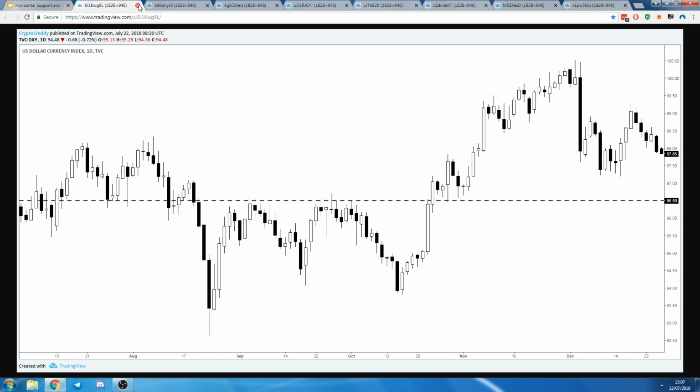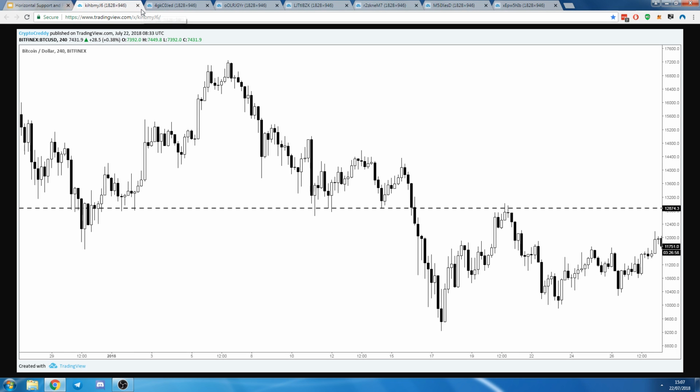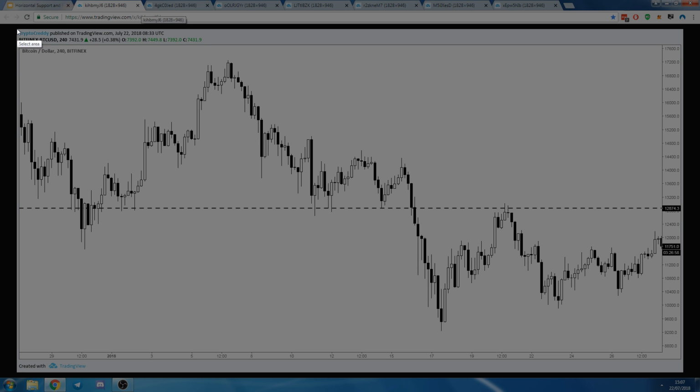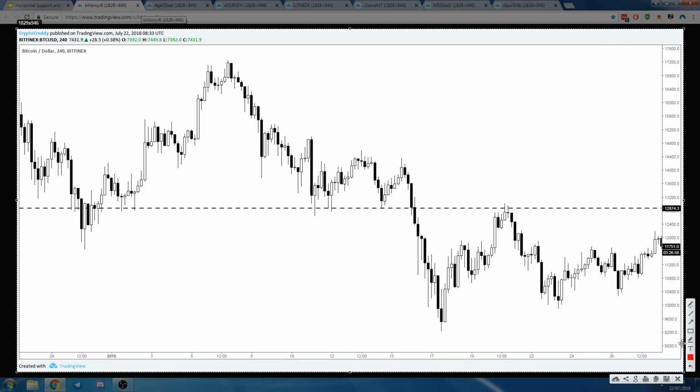Okay? Let's look at an example of the opposite, or the other side of it. We've got Bitcoin dollar 4-hour chart. Same principles. You have, well, support here, support, support, support, and you can see again wick, wick, wick, wick, wick, and here you get a clean close through the level. And so support, when it's broken, what does it turn into? The same level flips into resistance.